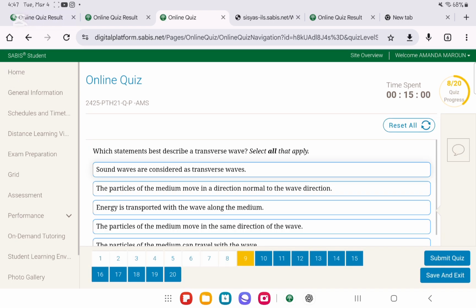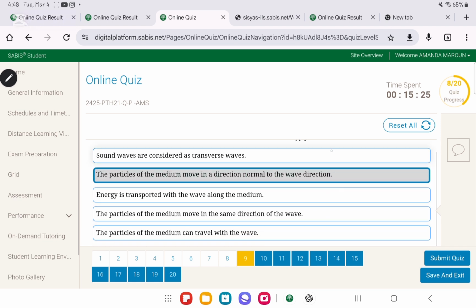Here very simply, you should know which statements best describe a transverse wave. A transverse wave is like a light wave, not a sound wave for sure. The particles move in a direction normal to the wave direction. This is true because normal means perpendicular, so this is correct.